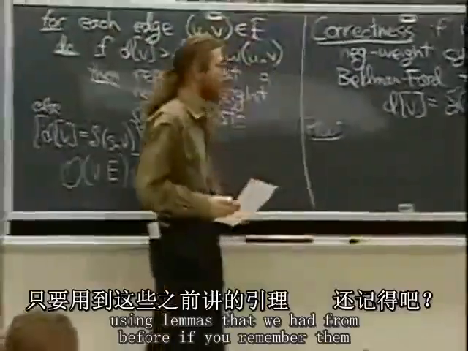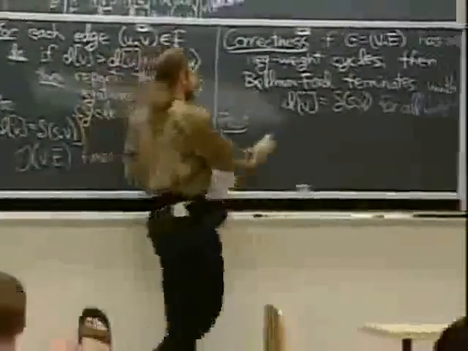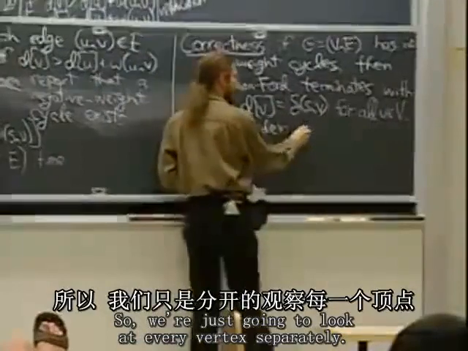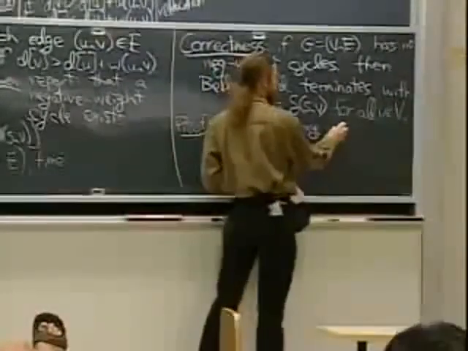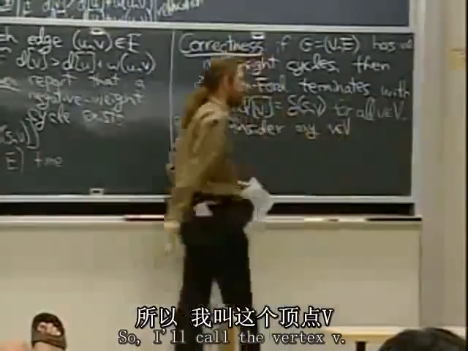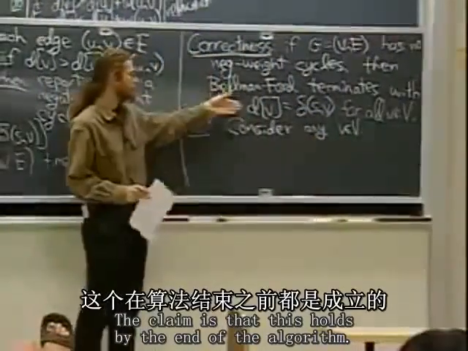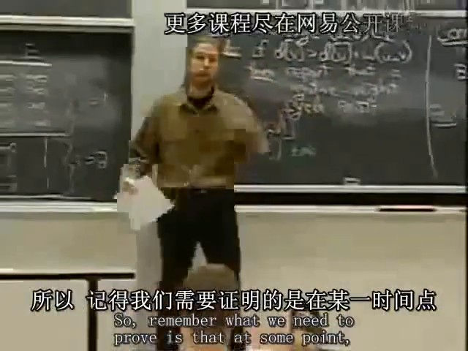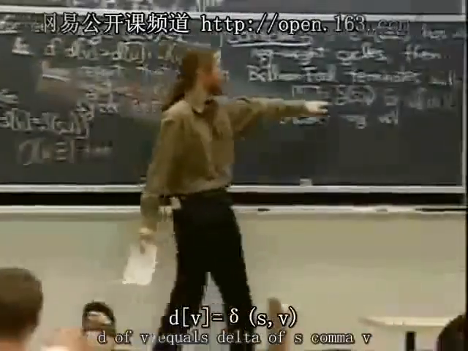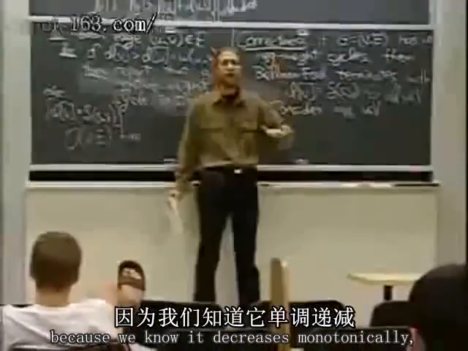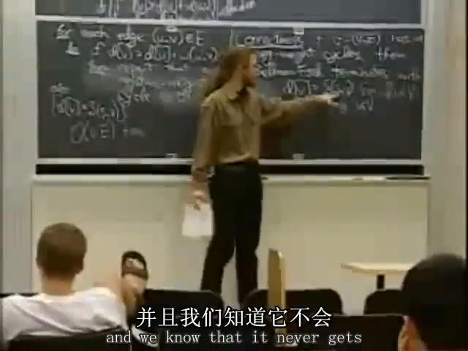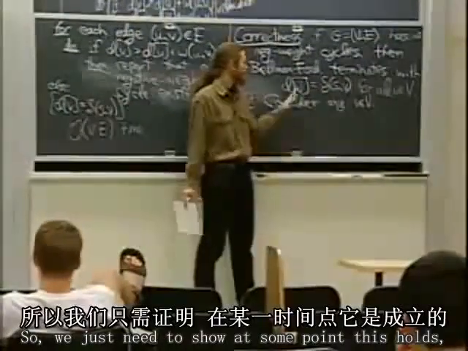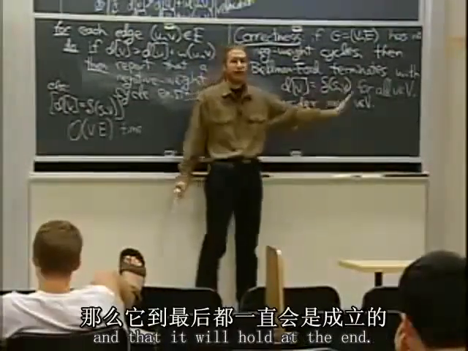Okay? The proof is going to be pretty immediate, using the lemmas that we had from before, if you remember them. So we're just going to look at every vertex separately. Call the vertex v. The claim is that this holds by the end of the algorithm. Remember, what we need to prove is that at some point, d of v equals delta of s comma v, because we know it decreases monotonically, and we know that it never gets any smaller than the correct value, because relaxations are always safe. So we just need to show at some point this holds, and then it will hold at the end.